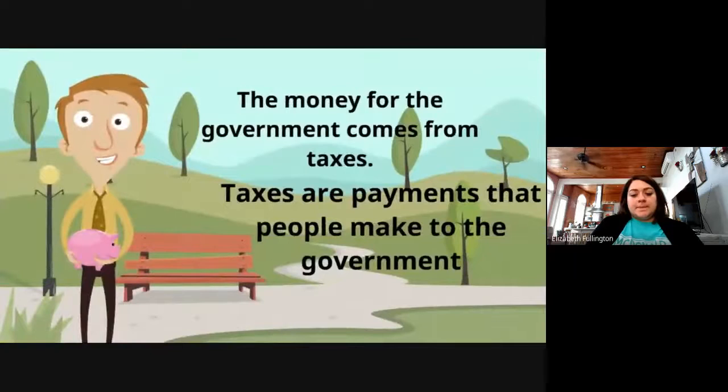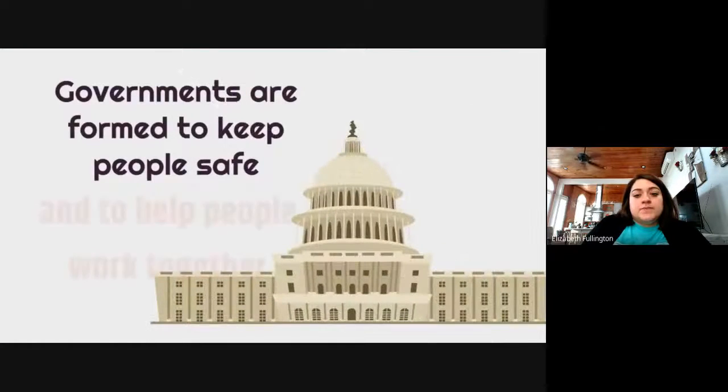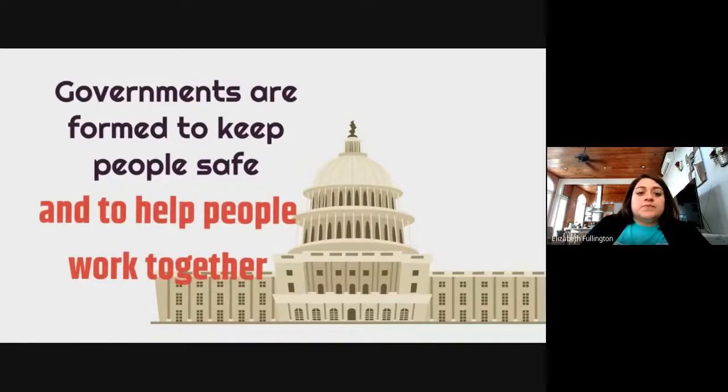So how do we pay for all this? Well, the money for the government comes from taxes. Taxes are payments that people make to the government. Governments are formed to keep people safe and to help people work together.